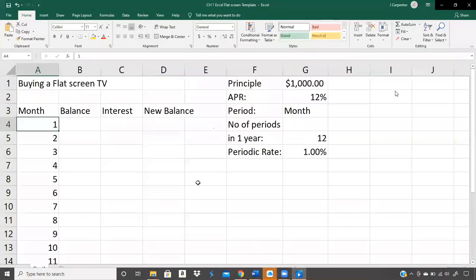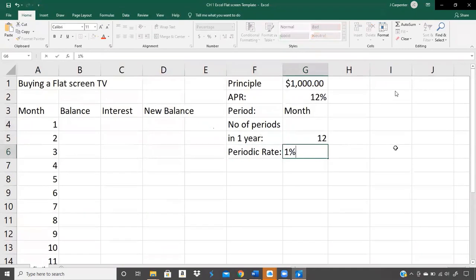So we are borrowing $1,000 with an annual percent rate of 12%, but we're paying this monthly. So the number of periods in 1 year are 12. I have got a spreadsheet set up for 12 months worth of balances, interest accruals, and a new balance. So the number of periods in 1 year is 12. How do we get the periodic rate? So again, this is an answer previously, but you take the APR and you divide it by the number of periods. Now, if you do this to the side, 12% divided by 12 is 1.